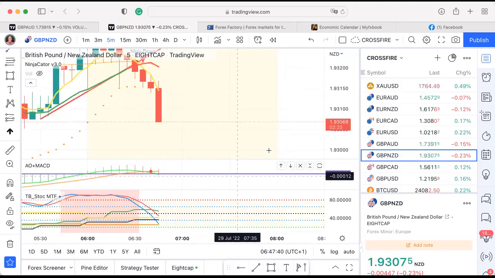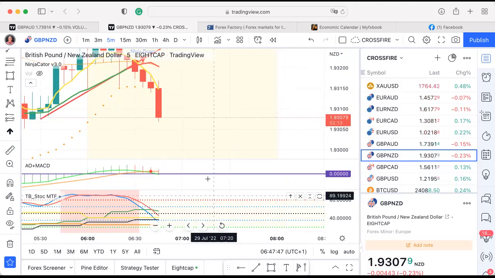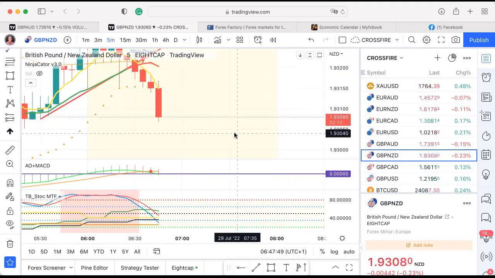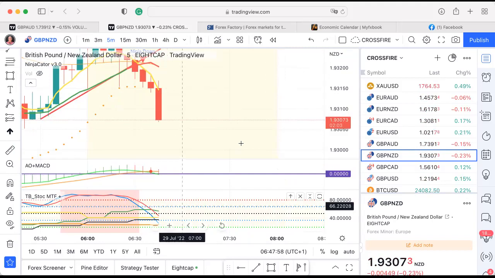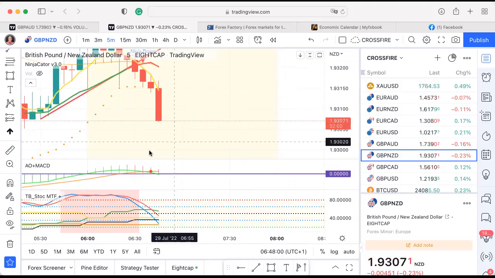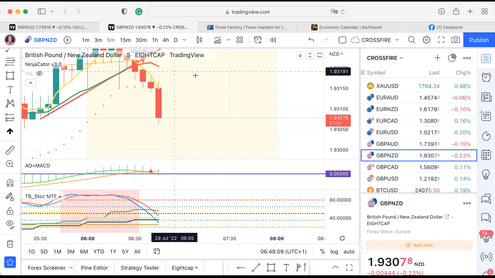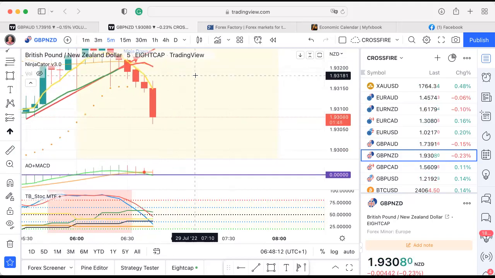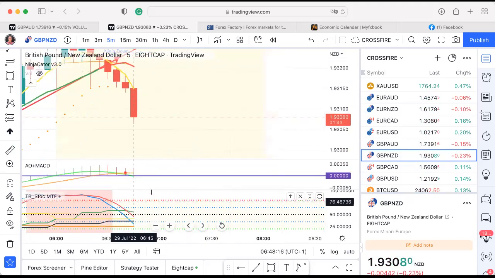The 5-minute stochastic is not in the extreme yet, so there's room for it to go down even further. The 15-minute is tending to follow it down. It's curling down slightly, so there's a bit more room for maneuver before it turns back upwards. You've got the red dot on the AO MACD. You've got a widening gap between the 5 moving average and the 13 moving average. They're both pointing downwards, so there is room for a bit more downward movement before it turns around.